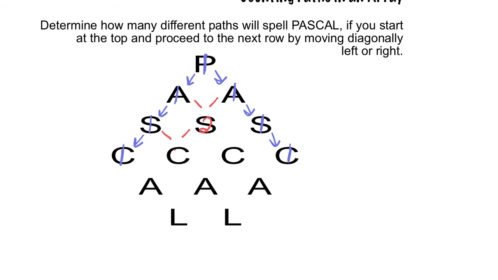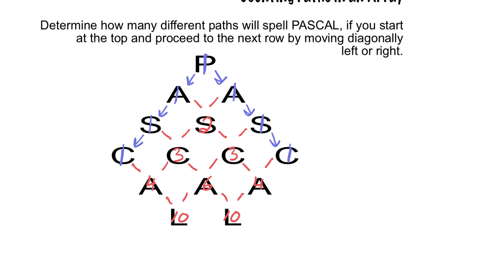And then we start the process, just like Pascal's triangle, of adding the two above. Here, we can get there 4 ways. In the middle, 6. On the end, 4. And these numbers are identical to Pascal's triangle.